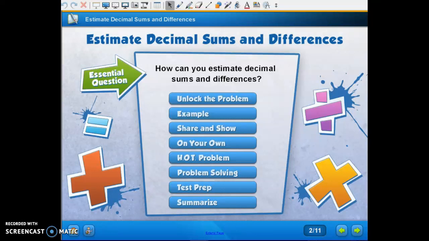This is lesson 3.7, page 131. Today we're going to estimate decimal sums and differences. How can you estimate decimal sums and differences? So we're going to practice rounding decimals, and we're also going to look at benchmarks with decimals.